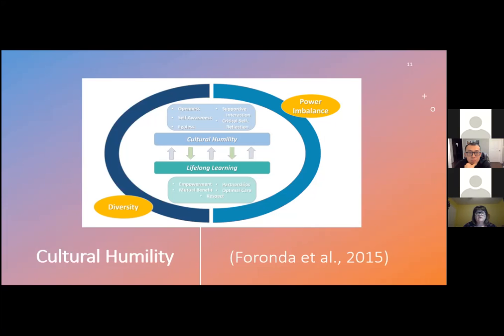The results or consequences of achieving cultural humility are lifelong learning, composed of mutual benefit, empowerment of your clients, partnerships, respect, and then ultimately optimal care for all of your patients.